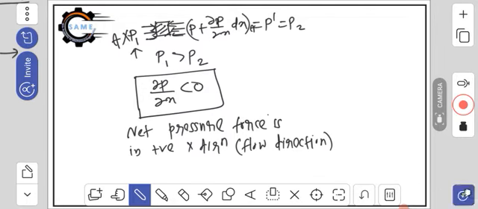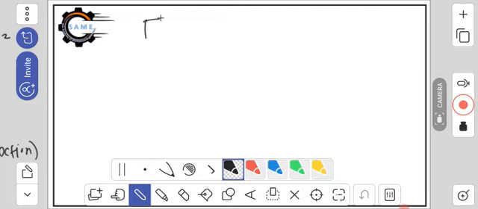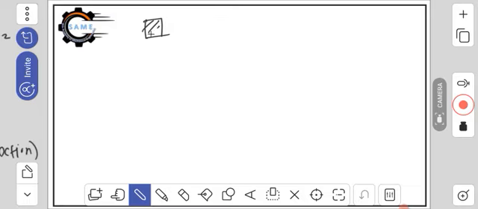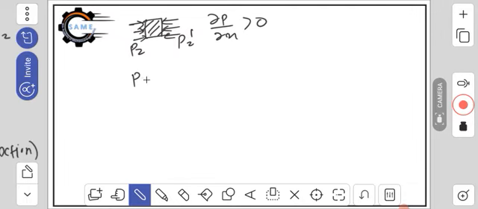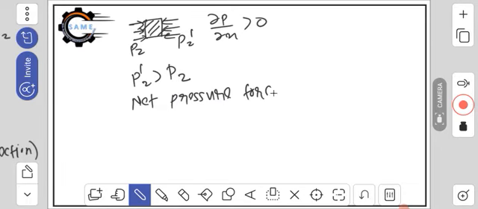Now if I check the other element, element number 2, here this pressure is more. This is P1 and this is P2. If ∂P/∂x is greater than 0, then I can easily say that P2 dash is greater than P2. From this, the net pressure force is in the negative x direction.